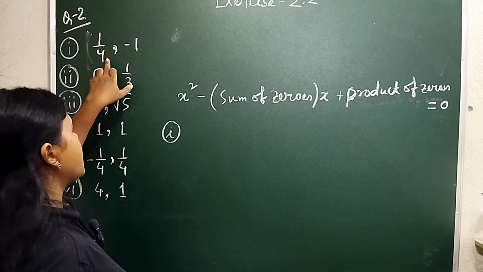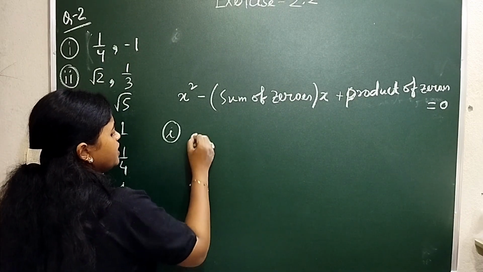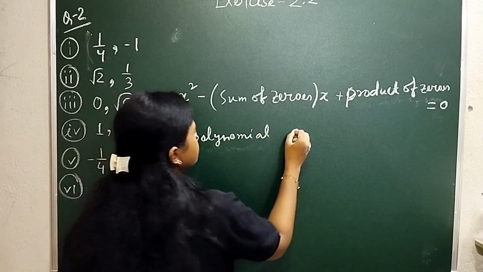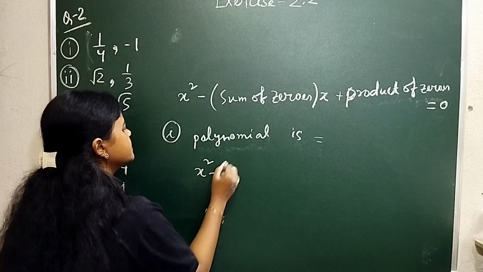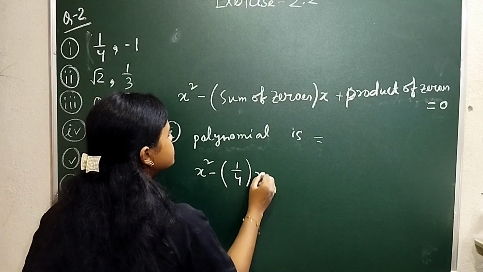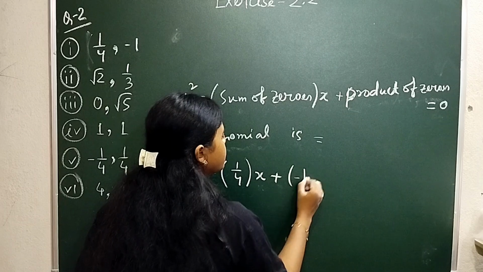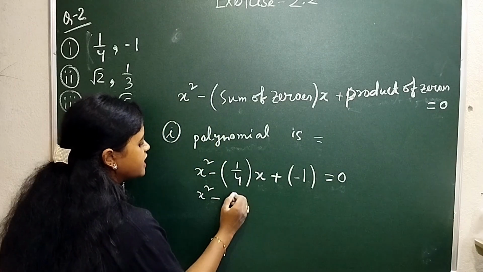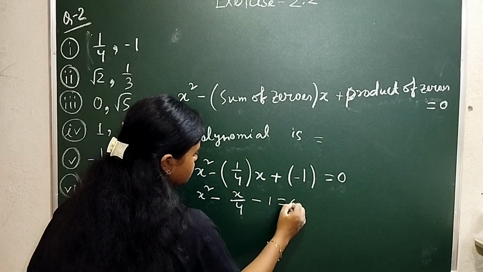So in question number 1, the sum is given and the product is given. So the polynomial is x square minus sum of zeros, so sum of zeros means 1 by 4 into x plus product of zeros, that is minus 1, equal to 0. So x square minus 1 by 4 x plus minus 1 equal to 0.